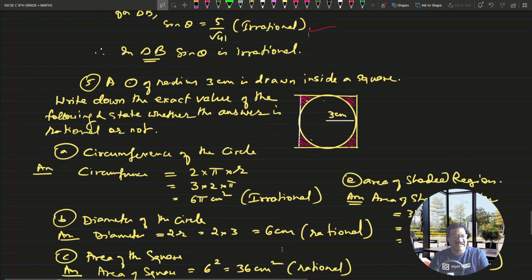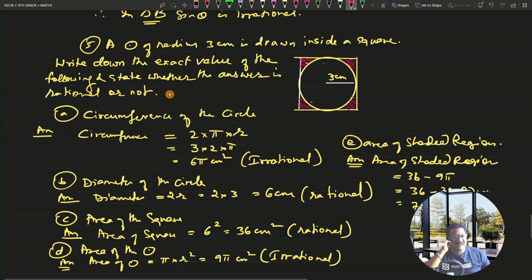Now coming to the next question, that is the fifth one. A circle of radius 3 centimeters is drawn inside a square. So there is a square inside which a circle is drawn and the radius of the circle is 3 centimeters. Write down the exact value of the following and state whether the answer is rational or not.